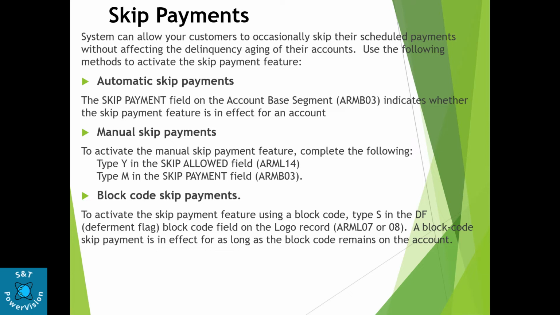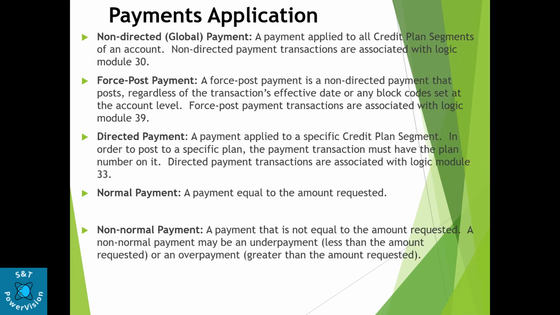Manual skip payment. To activate the manual skip payment feature, complete the following. Type Y in the skip allowed field ARML14. Type M in the skip payment field ARMB03. Block code skip payment. To activate the skip payment feature using a block code, type S in the DF, meaning deferment flag, block code field on the logo record ARML07 and 08. A block code skip payment is in effect for as long as the block code remains on the account.